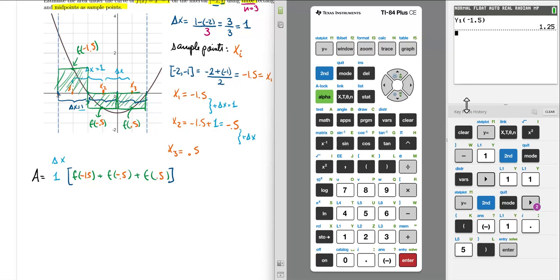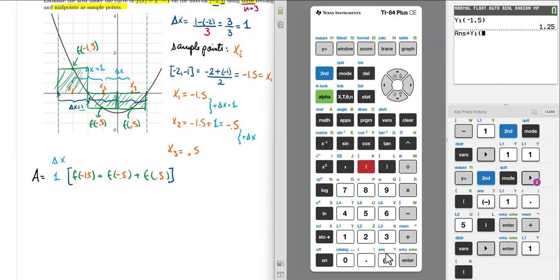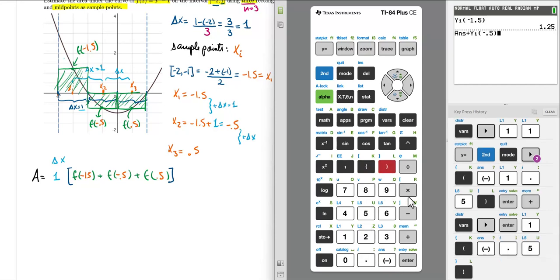All right, so what you would do next is simply keep on adding the function evaluations. So I'm just going to go VARS, Y-VARS, select Function 1, and evaluate it now at negative 0.5. Perfect. Now I can keep on adding here. Now I'm going to show you the way that you would do it with the TI-84.